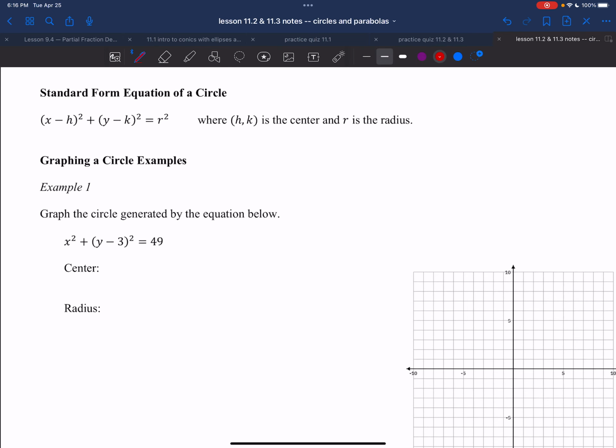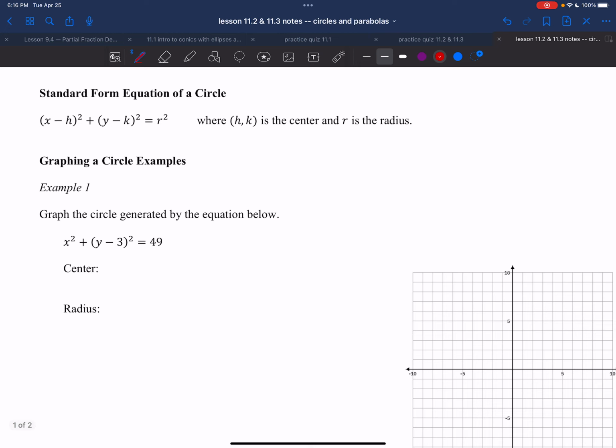So, standard form equation of a circle: (h, k) is the center, r is the radius. Notice that this looks a lot like the equation of an ellipse. That's because it basically is the equation of an ellipse, just rearranged a little bit. An ellipse has a major axis and a minor axis, and that's what creates my ellipse, right? Well, what happens when the major axis and the minor axis are the same length? Well, we get a circle, right?